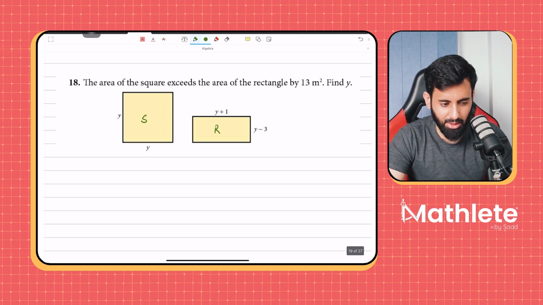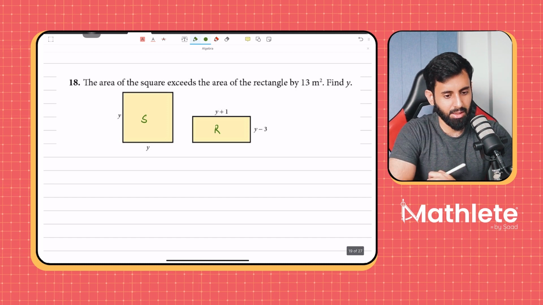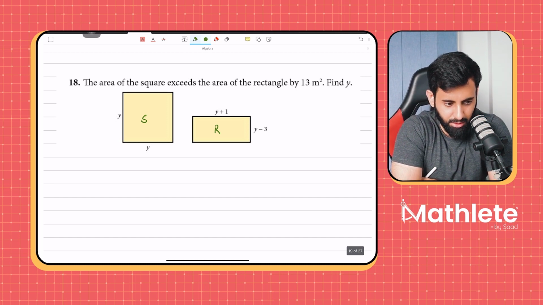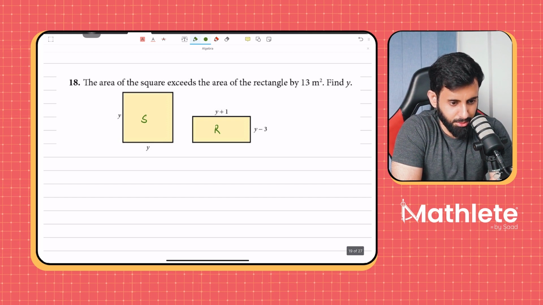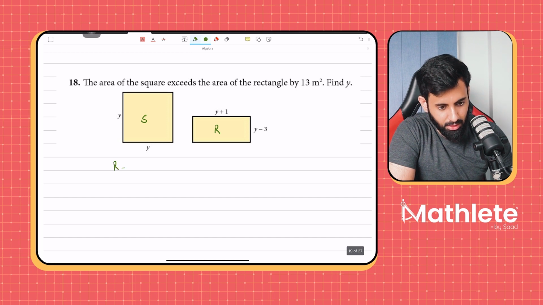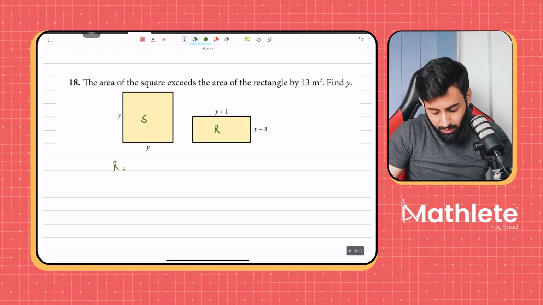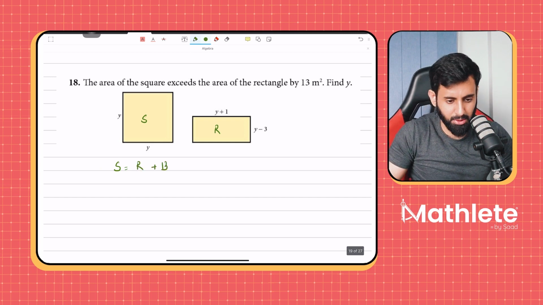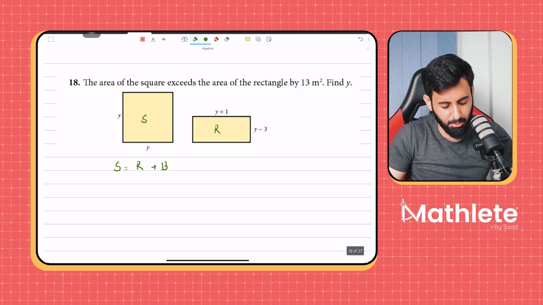In fact, can you guys make an equation for me using S and R? Where S is representing the area of square, R is representing the area of rectangle. S is equals to 13 plus R. That is correct. Area of square is equals to, area of square. That means S is equals to 13 plus, and what is it 13 more than? It's 13 more than the area of rectangle.